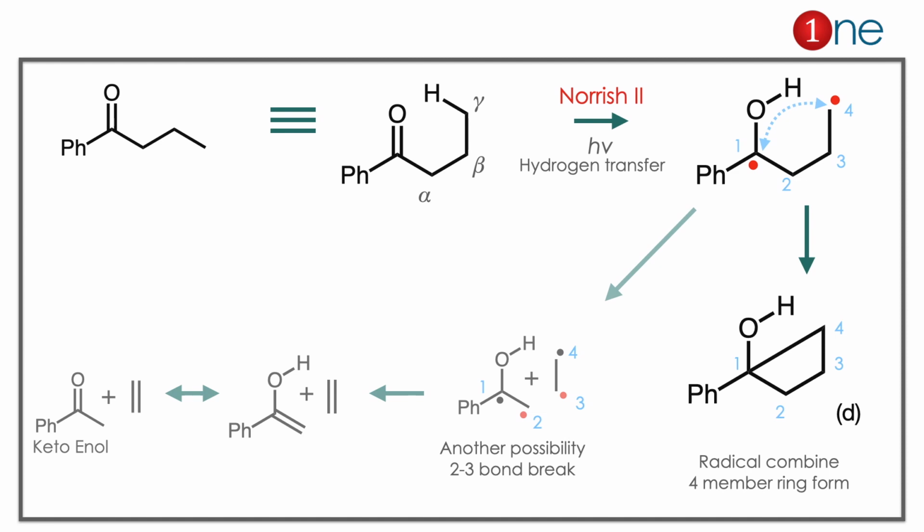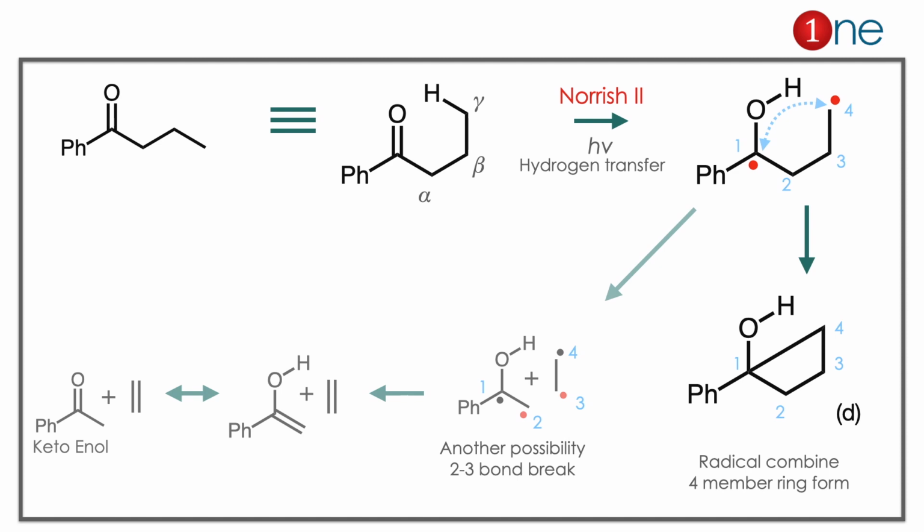Another possibility is the breaking of the 2,3 bond. So the 2,3 bond breaks. You have a 1,2 bond formation and a 3,4 bond formation, which becomes an alkene. So you have an alkene with an alcohol. Next step you have keto-enol tautomerism. So the final product can be acetophenone, alkene and the 4-member cyclic ring. So the answer is clearly D.